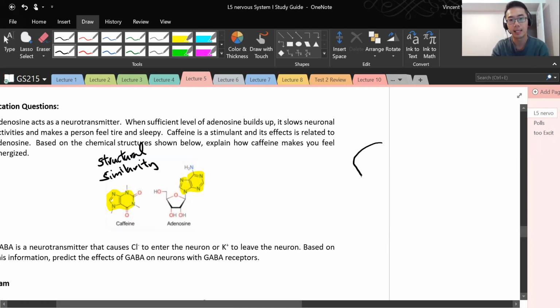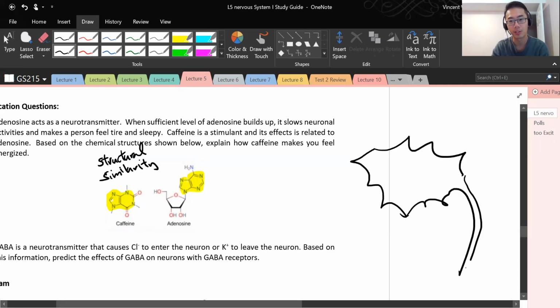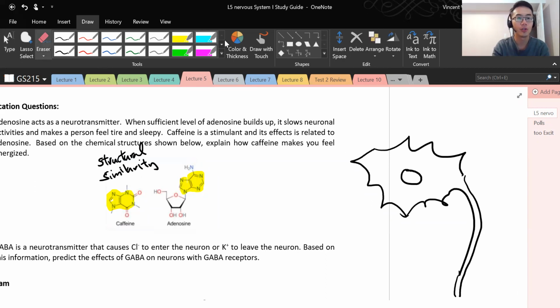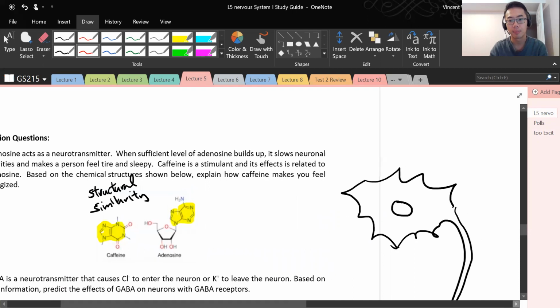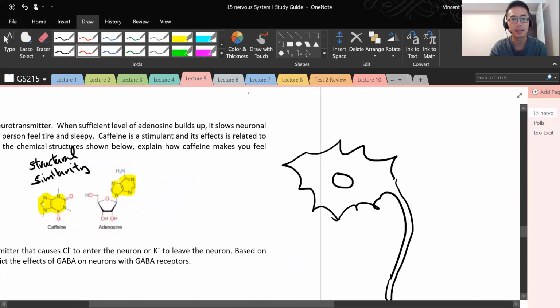Let's say this is the neuron. You guys should be like experts in drawing neurons now. Okay. And on the neuron, you would have to have receptors for adenosine, right? In order for you to respond to it, just like what we talked about. So I'm going to say that adenosine looks like this.